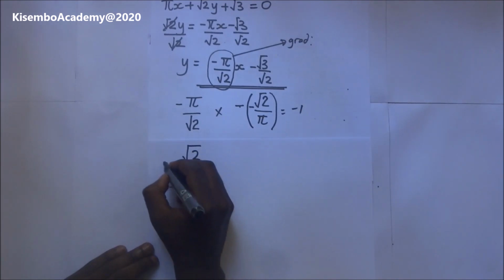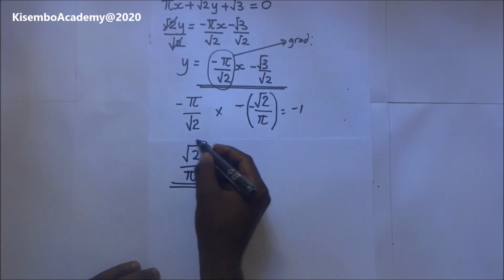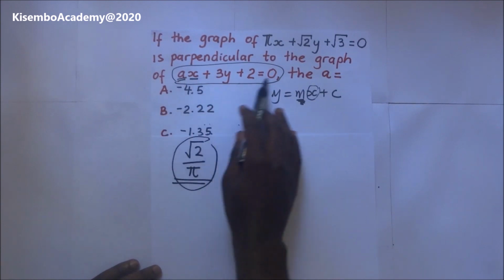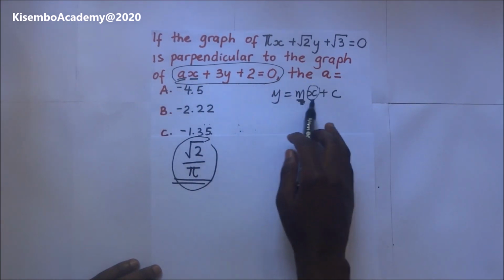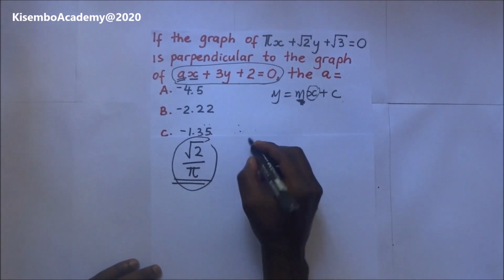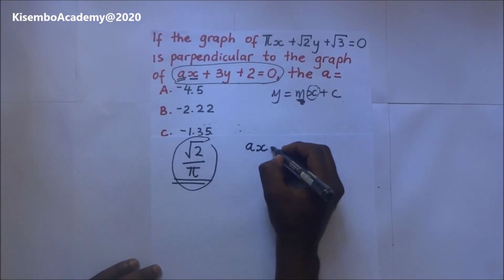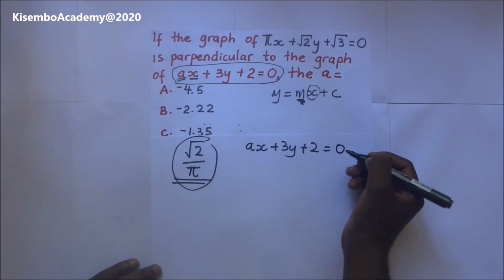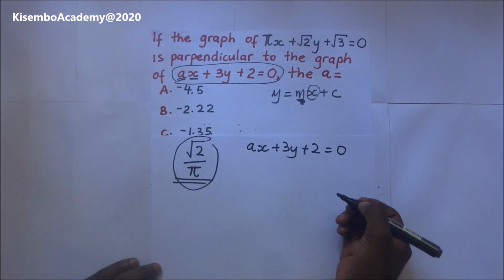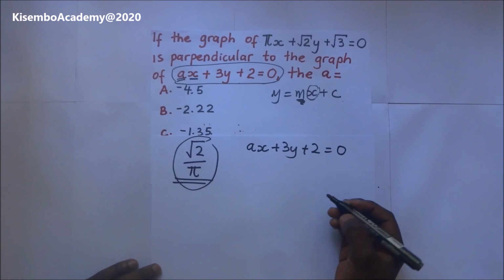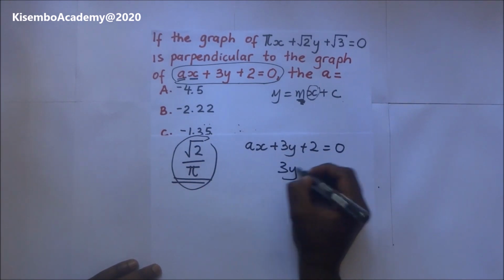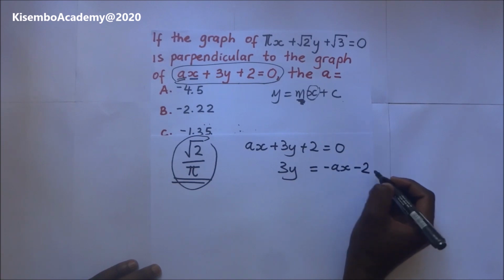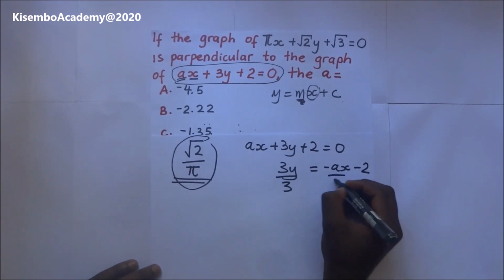That's the gradient. So now that we know it, we rearrange this equation into the form of y is equal to mx plus c. So the equation is ax plus 3y plus 2 is equal to 0. We are supposed to rearrange that into the form y is equal to mx plus c. So this is going to become 3y equal to negative ax minus 2. Divide both sides by 3.